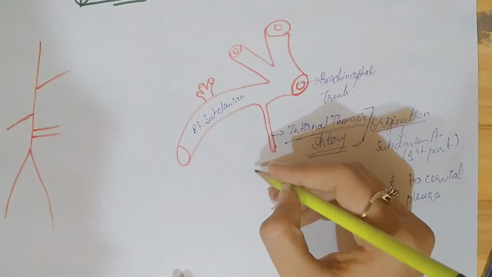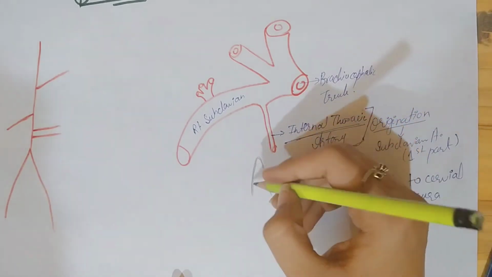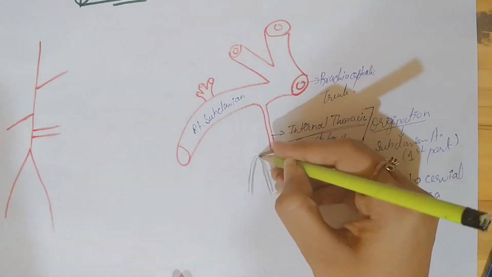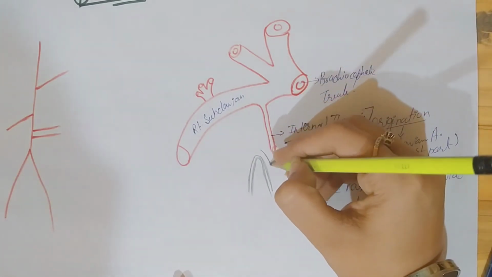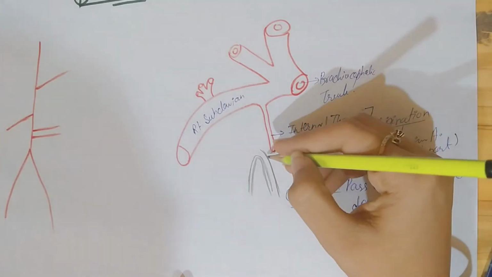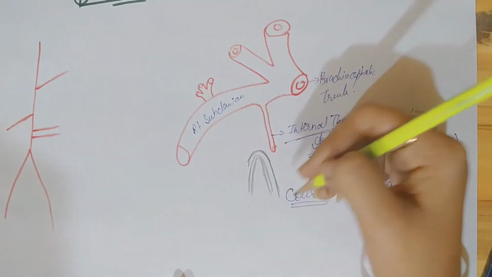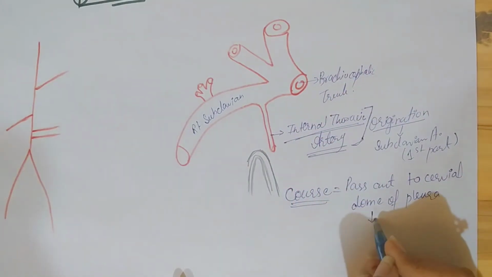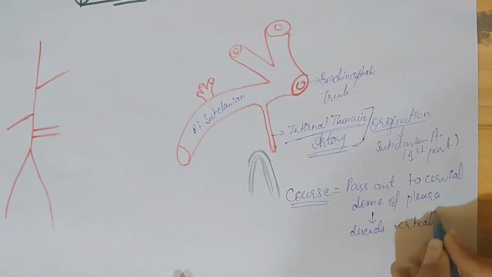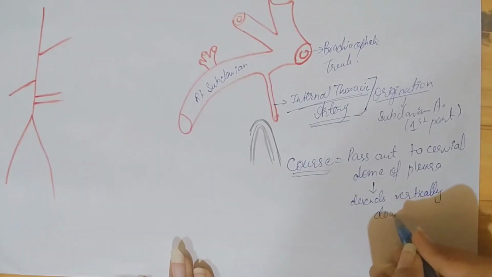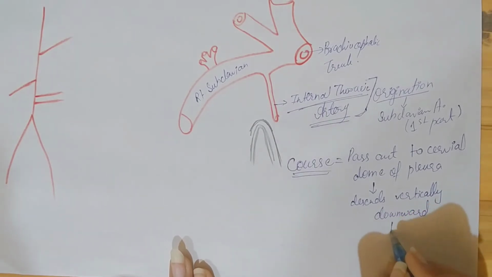Here we have our lungs. So it's something like this. Lungs. And then its pleura covering the lungs surface. So it's something like here. It just passes from the dome of the pleura and then descends vertically downward. Then it enters into the thoracic wall.